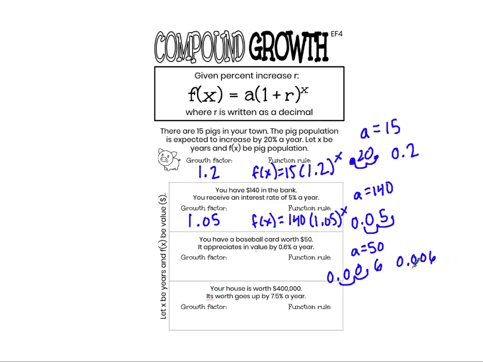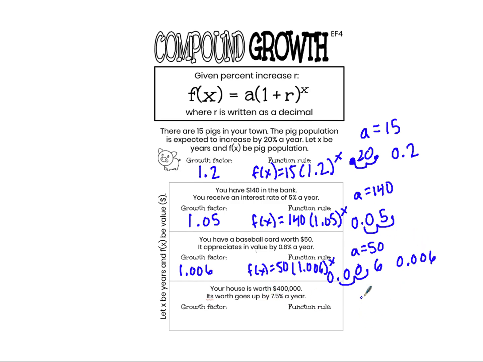My growth factor is not that. I would be very sad. My baseball card would be worth much, much less after that first year. My growth factor is 1 plus 0.006. It is 1 and 6 thousandths. And now I can write my function rule, f of x equals 50 times 1.006 to the x power.